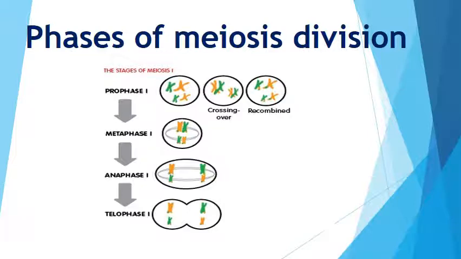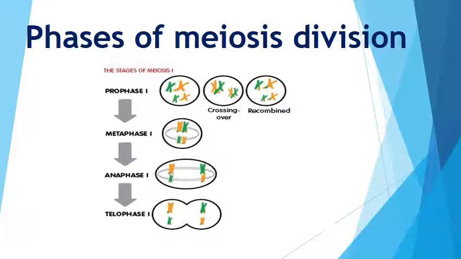Now, what is the phase after prophase 1? Yes, number 2, metaphase 1. As we know, in metaphase in mitotic division, the chromosomes are arranged at the cell equator. And this is the same as in mitosis, in metaphase 1 in meiosis division.